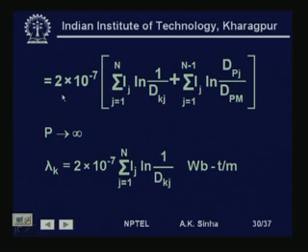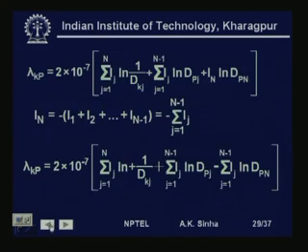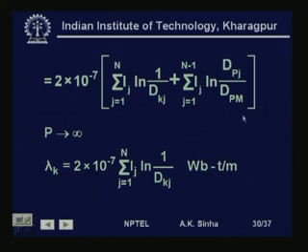which can be written as 2 into 10 to the power minus 7 sigma I j, j is equal to 1 to n log n 1 by d k j plus sigma I j log n d p j by d p n, sorry, this should be n. This d p n term is coming. So, that will be d p n.